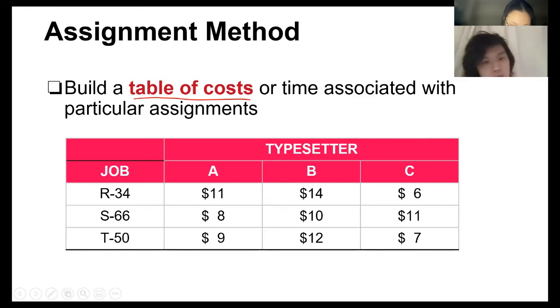So this is in example 4. Each printing company wants to find the minimum total cost assignment of 3 jobs to 3 typesetters. A, B, C are the 3 typesetters, 3 workstations. R34, S66, T50 are the orders. If I do R34 at A, it will cost me 11. If I do it at B, it will cost me 14, and so on.